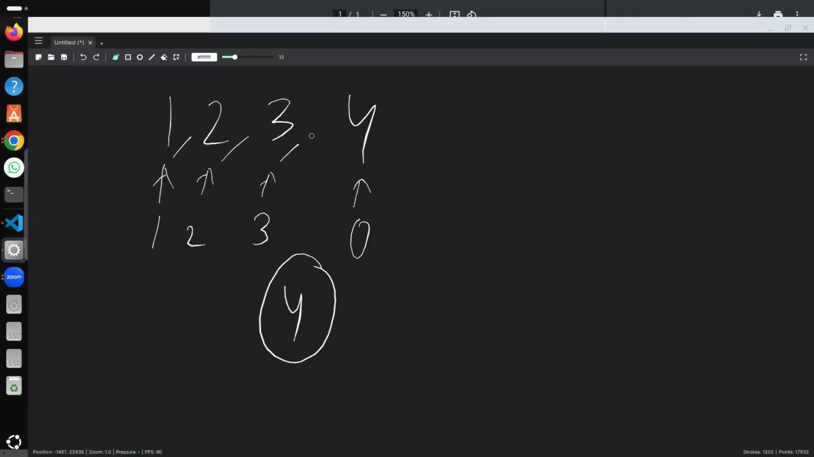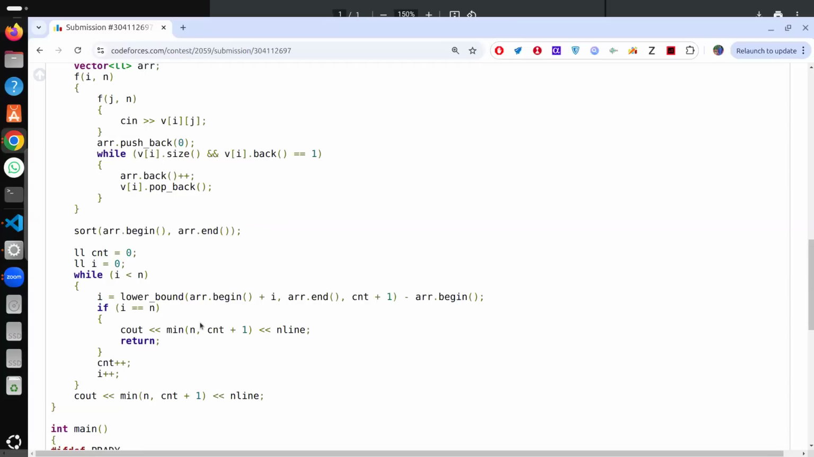And if the array is like 1, 2, 3, 4, then my algorithm will say that okay, take 1, take 2, take 3, take 4. And the answer is 5. But that is not true because we need to take 0 from this. So I took the minimum with count plus 1. Okay. So I hope it is clear. If it is clear, then I'll just move on to the next problem, that is D.